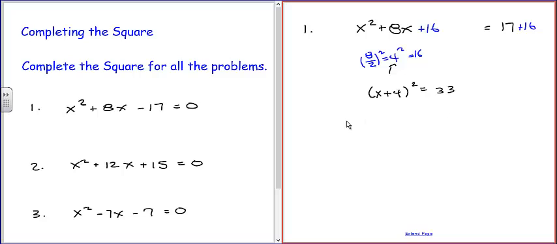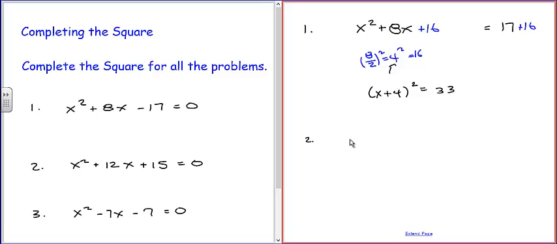Okay, that's it. We're not solving for the zeros. If we did, we'd take the square root of 33 plus or minus the square root of 33. And then we'd have the square root of this, which would be x plus 4. But that's not what we're doing. This is completing the square.